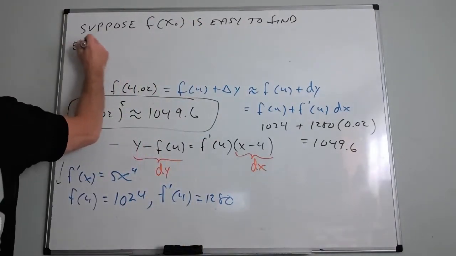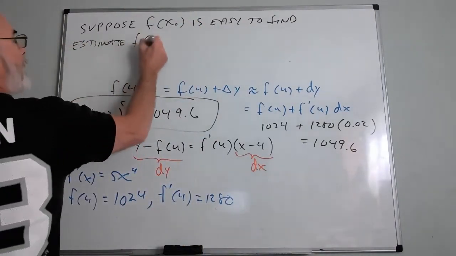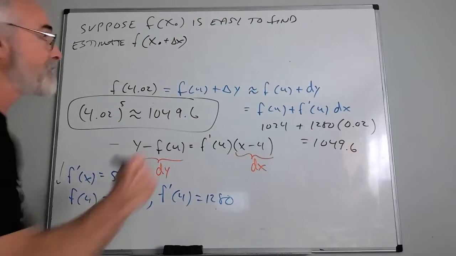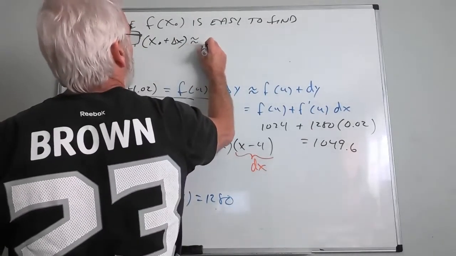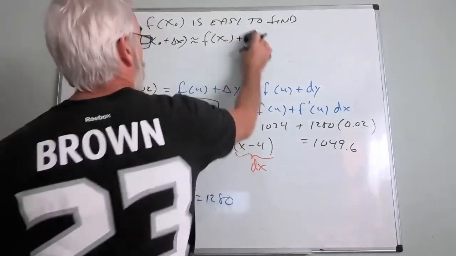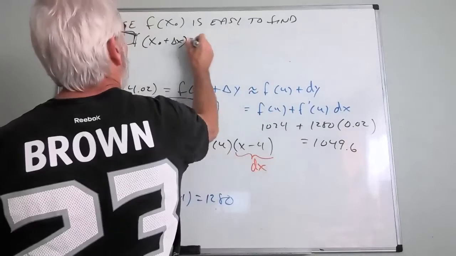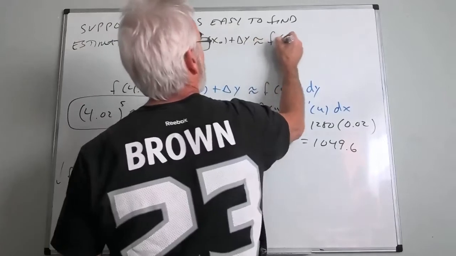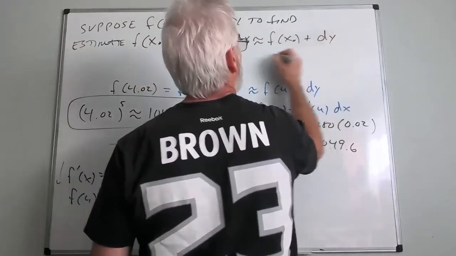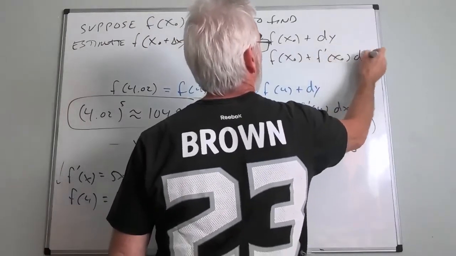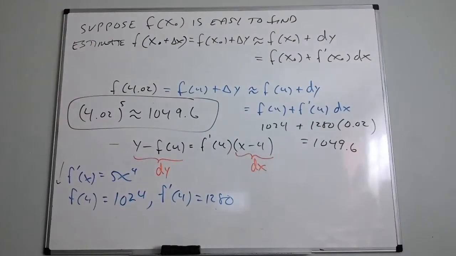So to estimate f of x0 plus delta x, or you could say x0 plus dx. Actually, let me write what it's equal first. It's equal to f of x0 plus the actual change, and that's estimated by f of x0 plus dy, which is f of x0 plus f prime of x0 dx.